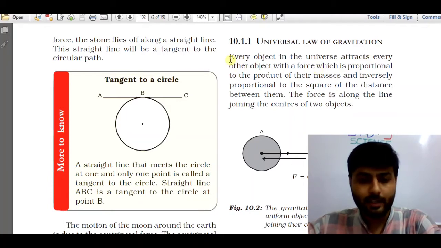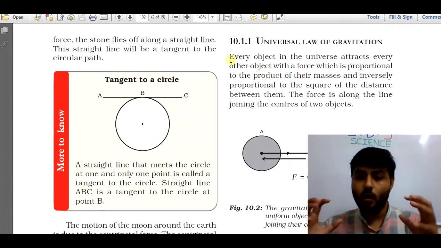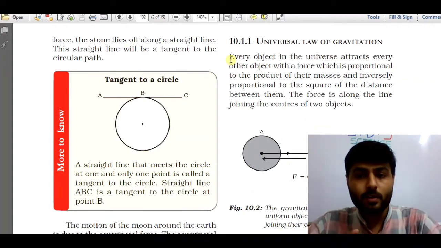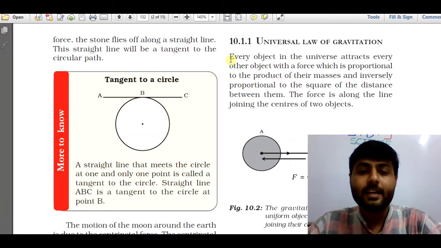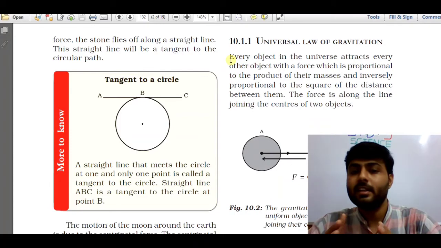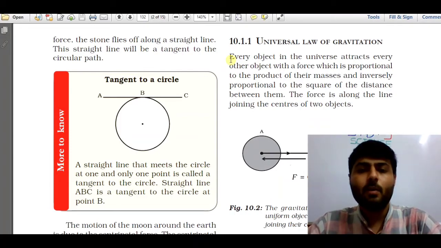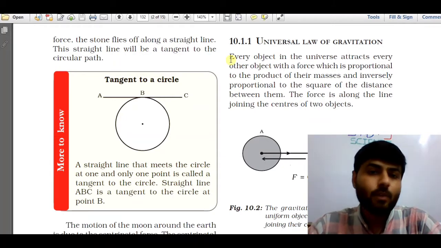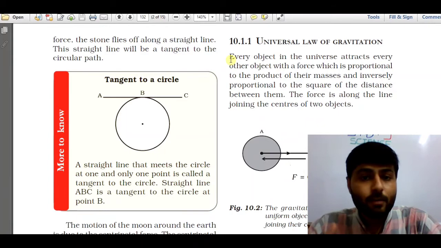Important point, first sentence. Every object in the universe attracts every other object with a force which is proportional to the product of their masses and inversely proportional to the square of the distance between them. Now we know there is some force which acts on every body in this universe. Now we want to find the magnitude of this force.